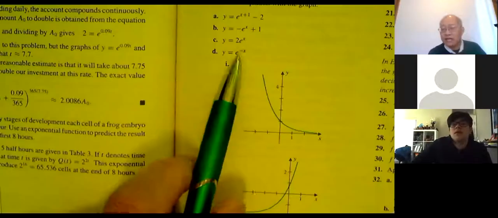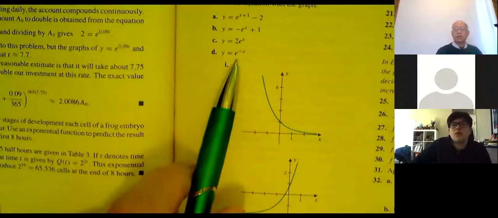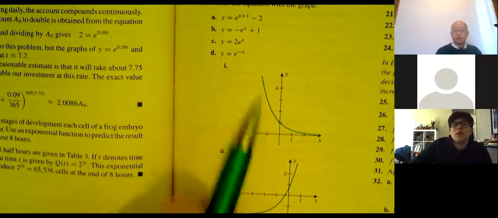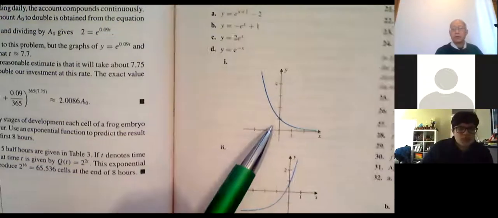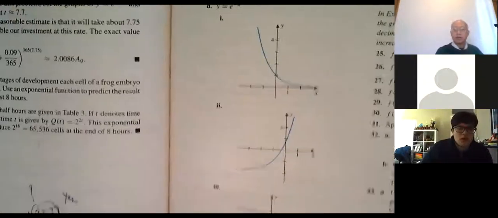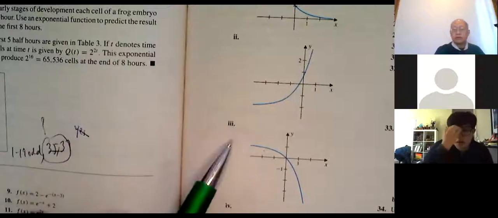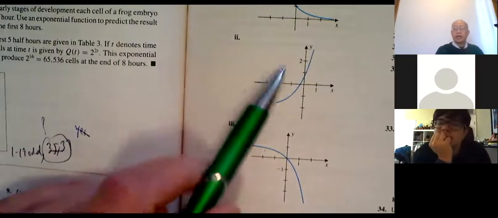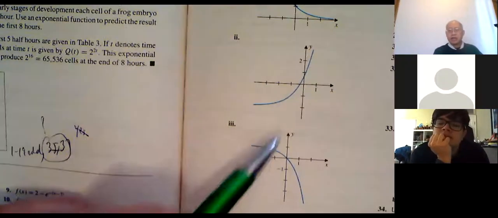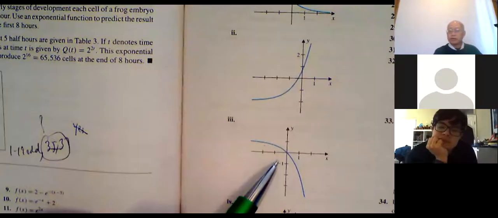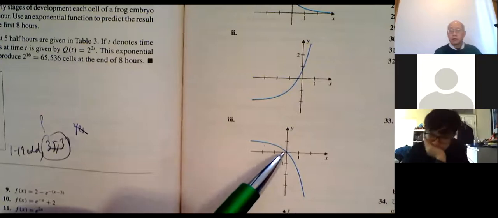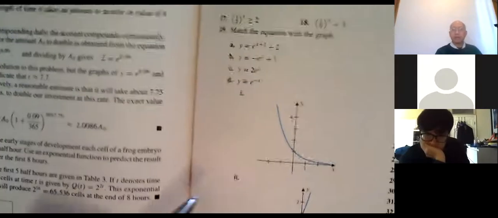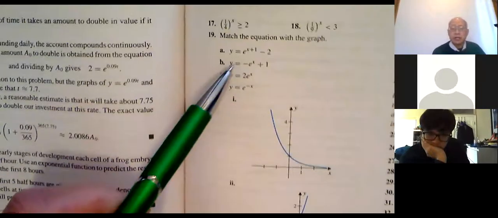Remember, e to the negative x is like 1 over e to the x power. So it falls like so. Okay, so that leads to more complicated ones, 2 and 3. And how should we attack 2 and 3? Maybe the easiest way to do it is to notice that number 3 goes through the origin. Right? So I can just get it by picking which one touches the origin.